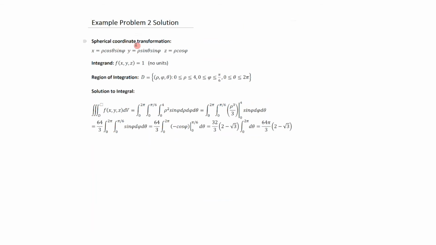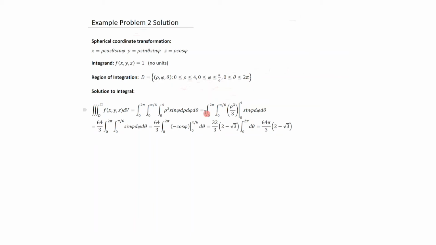We're basically using spherical coordinate transformation. And so, as I mentioned, we're interested in the volume. So f(x, y, z) is 1. It has no units. The domain we've already mentioned was rho between 0 and 4, phi between 0 and pi by 6, and theta between 0 and 2 pi.